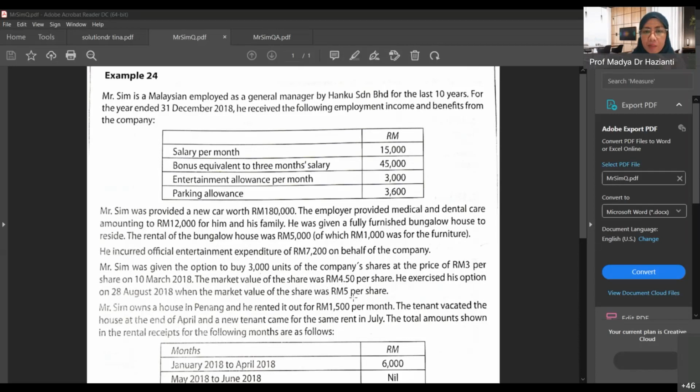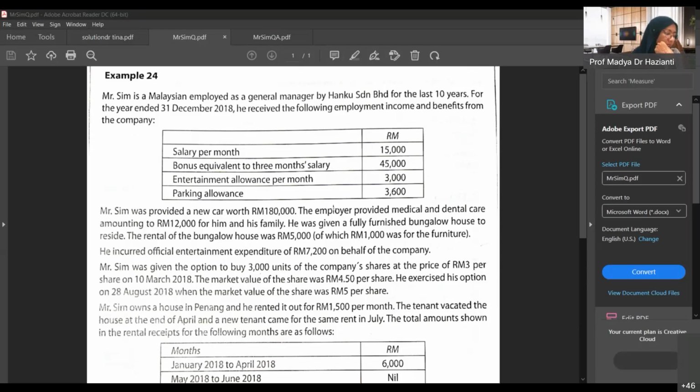Sekarang dia jual pada harga RM5 kan. Dia beli RM3, dia jual RM5. By right kita rasa dia dapat RM3, dia jual RM5, dia untung RM2. Tak. Itu kalau as shareholders yang biasa. Sekarang ni dia dapat sebagai employee dia dapat pada harga RM3. So dia beli pada harga RM3, tapi harga sebenar is 450. So this is how we calculate the share option scheme. So dia dapat 4,500.